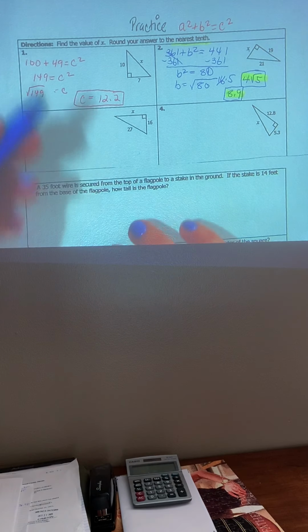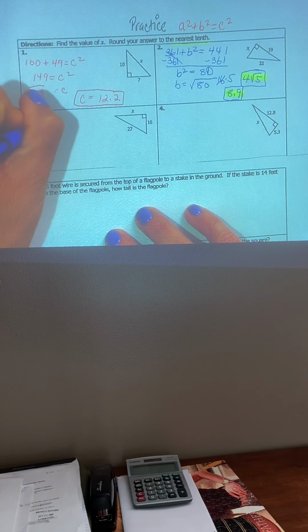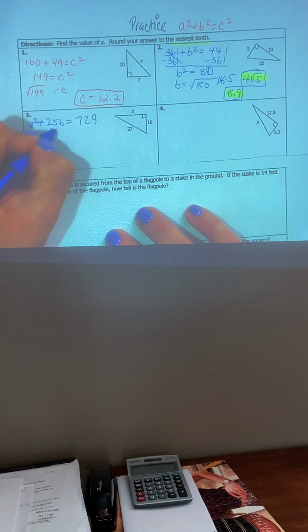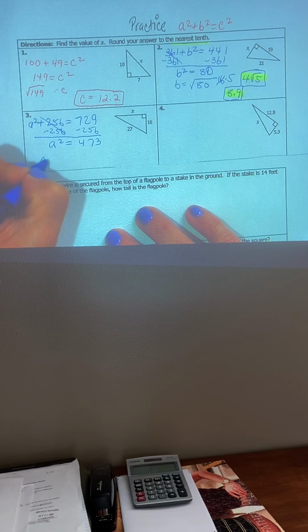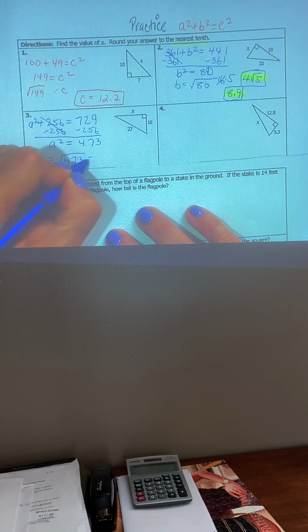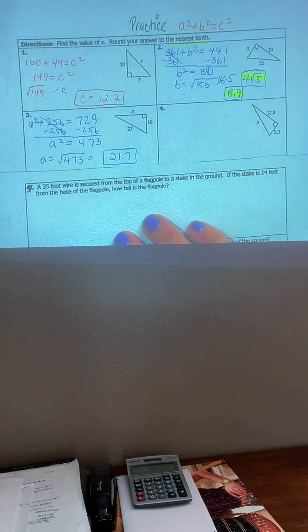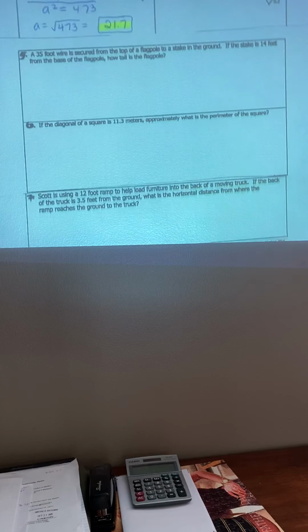Number 3, we're trying to find A here. A squared, 16 squared is 256, 27 squared is 729. You subtract 256. A squared equals 473, and A equals the square root of 473, which is 21.7. Alrighty, we'll skip number 4. We'll go on to the last 3 problems.